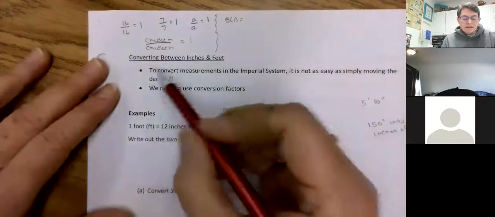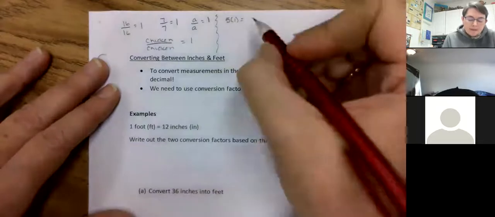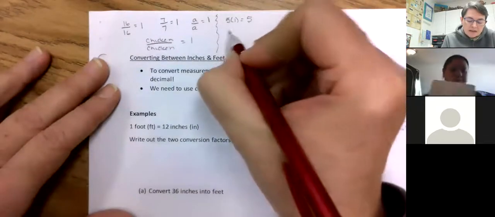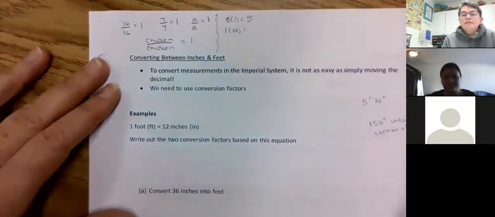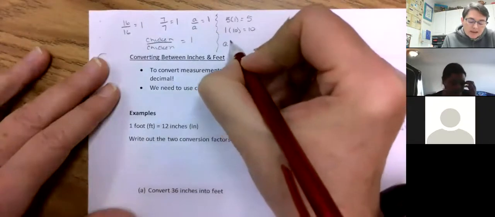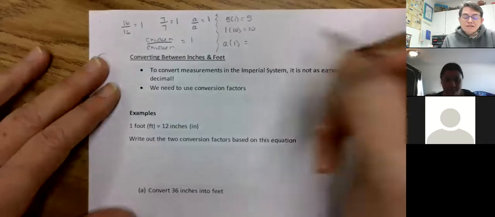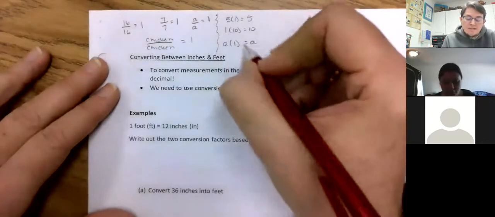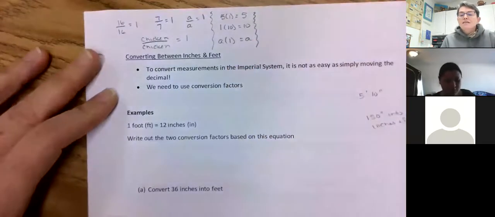So we are looking at conversions right now. Anything divided by itself is 1. Now 5 times 1 is 5. What's 1 times 10? 10. A times 1 would just be A. The 1 disappears basically when you're multiplying. That's the second thing you need to know.